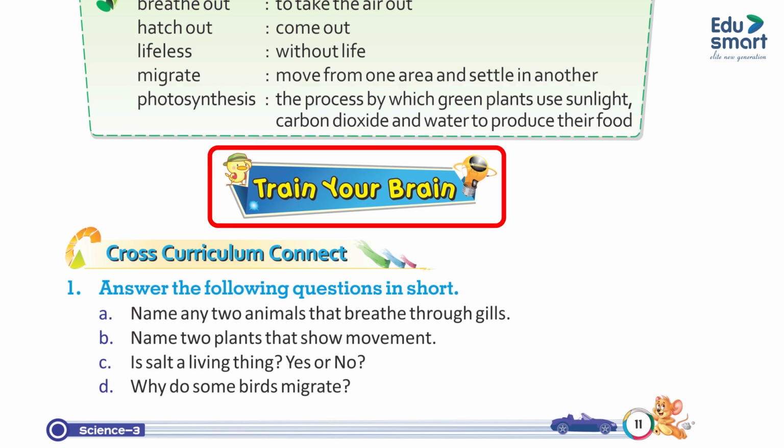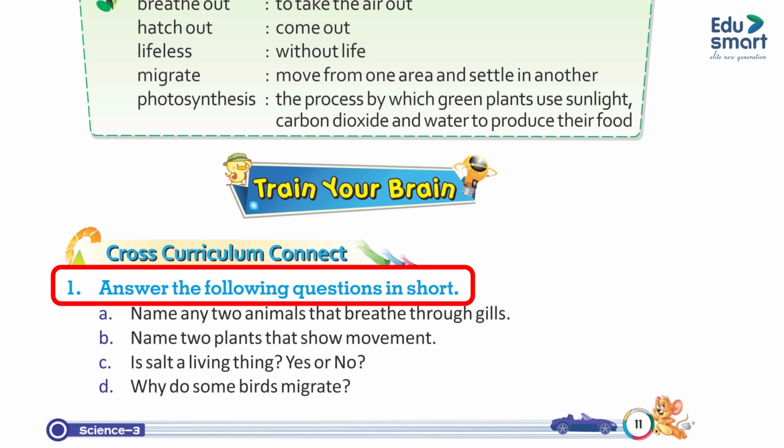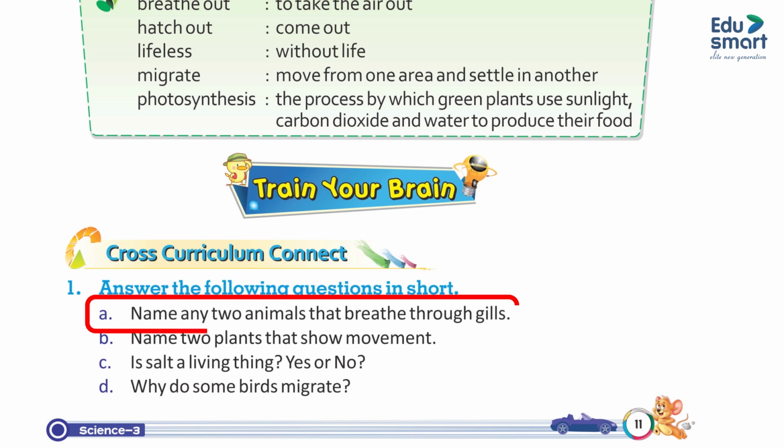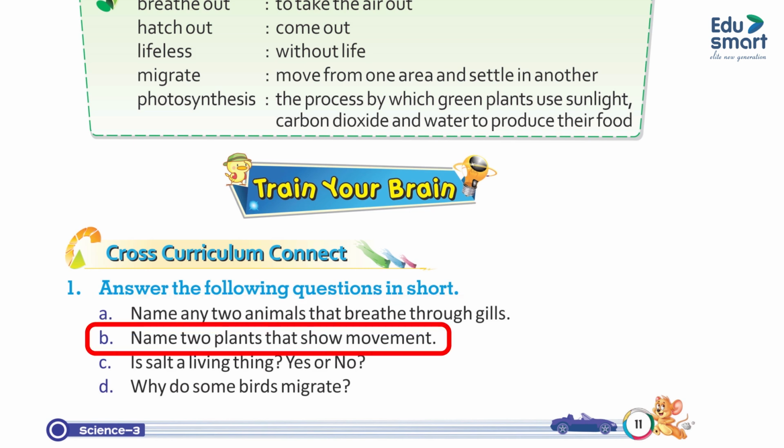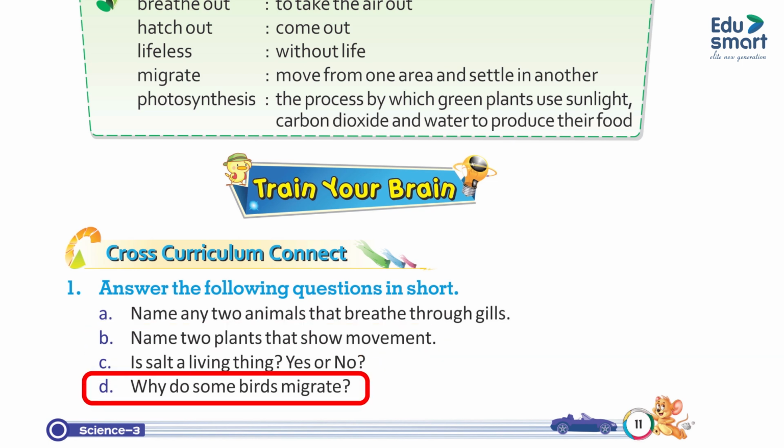Train your brain. Cross curriculum connect. 1. Answer the following questions in short. A. Name any two animals that breathe through gills. B. Name two plants that show movement. C. Is salt a living thing? Yes or no? D. Why do some birds migrate?